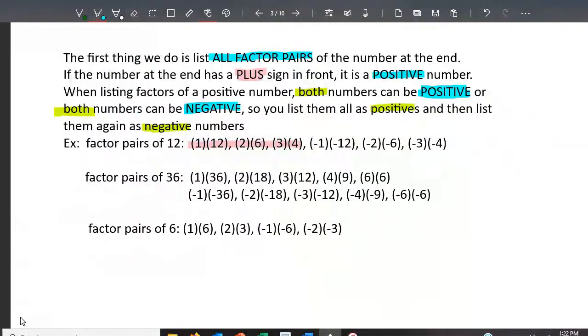Then we have to turn around and list them all negatives. So you will first list them as positives, and then you turn around and list them as negatives, because all of those numbers multiply to be something. That first example, the factor pairs of 12, multiply those together, I get 12. 36, all of those multiply to give me positive 36. 6, all of those pairs multiply to give me positive 6. So it's important to list the positive and the negatives. Super important.